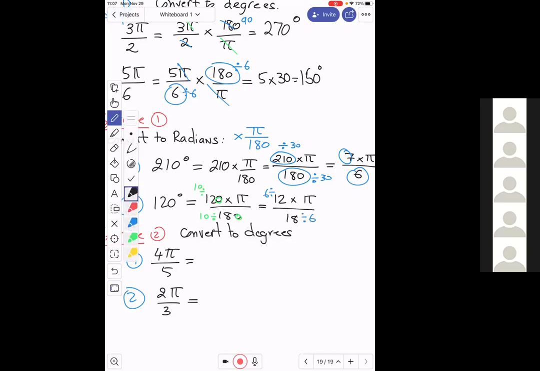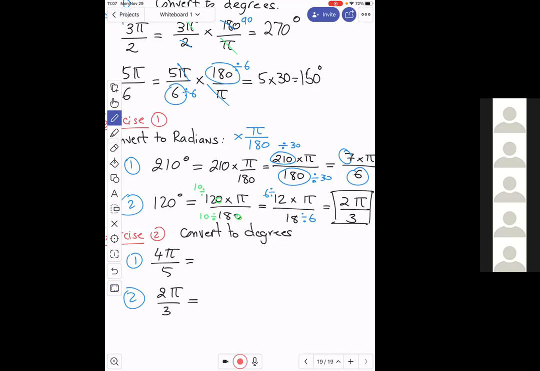So 12 over 6 is 2, so that's 2 times pi, and 18 over 6 is 3. So that's 2 pi over 3. That will be the final answer, because you cannot reduce 2 over 3. The 2 and 3 don't have a common factor besides 1.